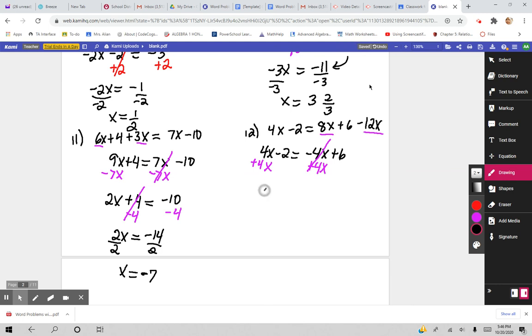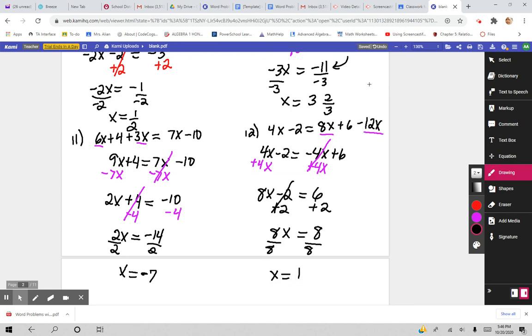Okay, so now we have 8x minus 2 equals 6. Let's add 2 to both sides. 8x equals 8. Divide both sides by 8, and x equals 1.